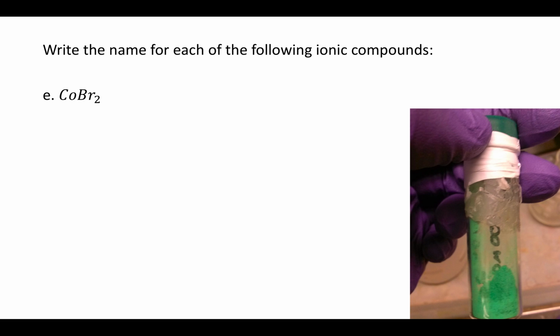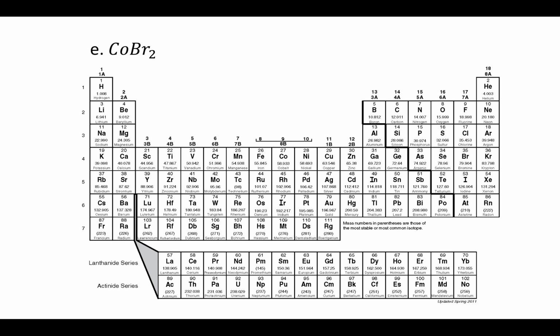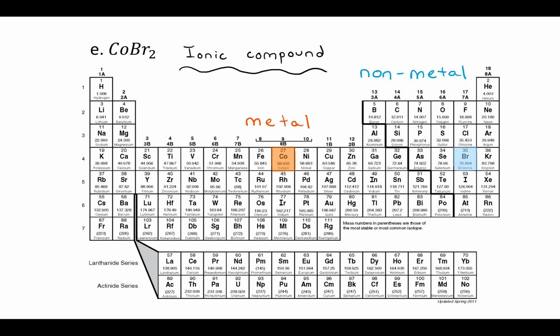How about CoBr2? What's the name for that compound? So first, let's make sure it's an ionic compound. Co is to the left of the periodic table, so it's a metal. Br is to the right of that staircase on the periodic table, so it is a nonmetal. If you mix a metal with a nonmetal, you will get an ionic compound.